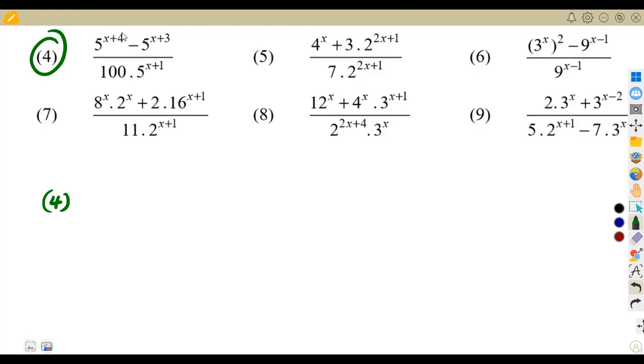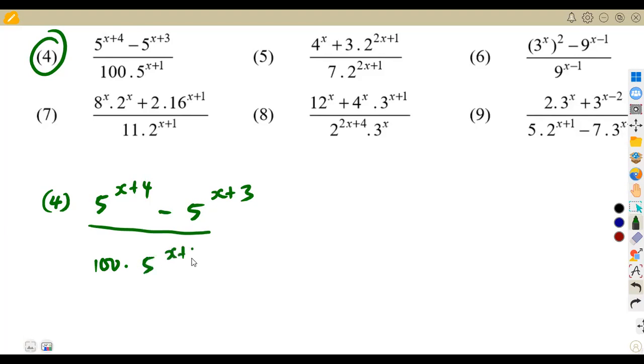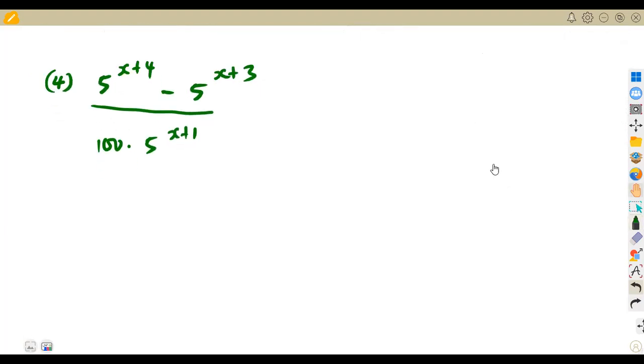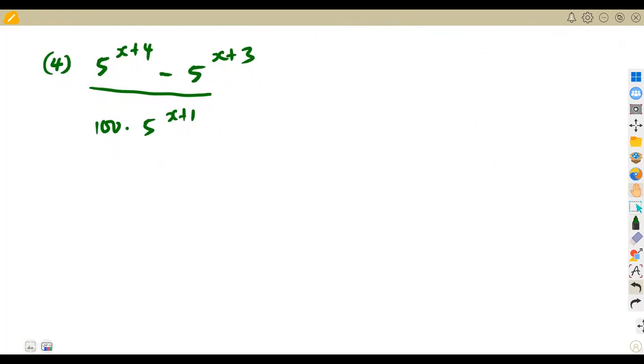5 to the exponent of x plus 4 minus this, so you're going to have the same consideration. 5 to the exponent of x plus 4 minus 5 to the exponent of x plus 3, everything over this 100 by 5 to the exponent of x plus 1. Okay, so if I am to consider this, I can see the same situation occurring here. So what can I do? Let me get rid of that. So I'm going to separate, okay? So let us just write aside here.